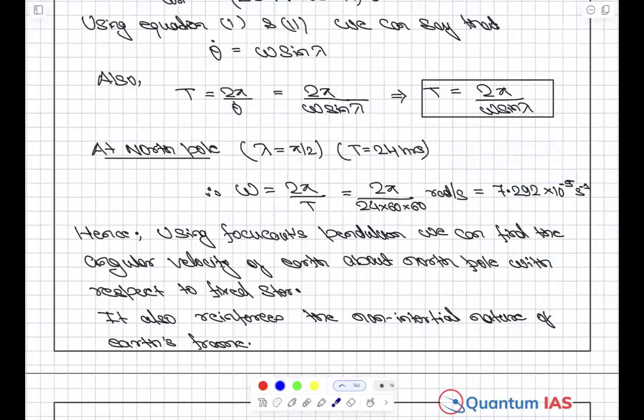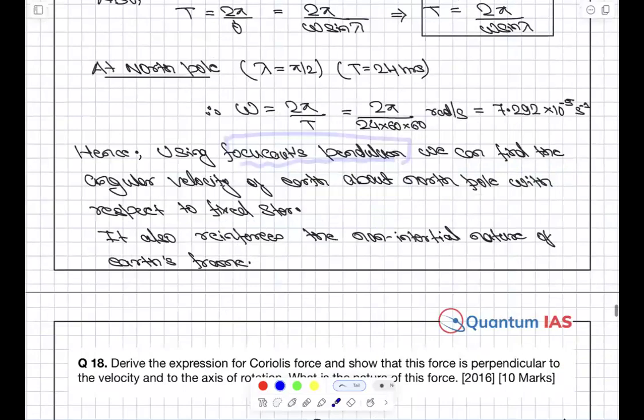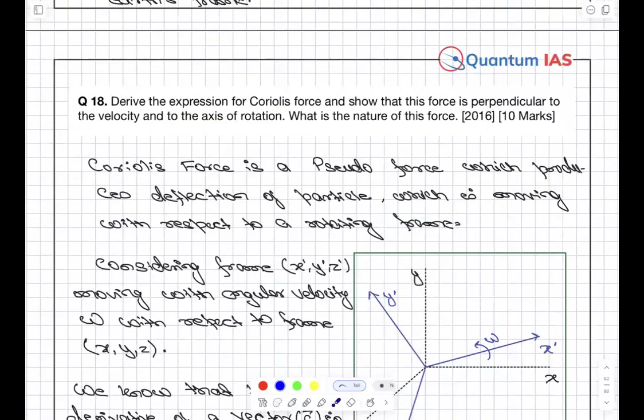Now, is it in your syllabus? Earlier, Foucault pendulum was in your syllabus, but not now. Okay, but still it is an important portion to cover. It gets covered every time. Let's derive the expression for Coriolis force, so that this force is perpendicular to the velocity axis, and what is the nature of this force?